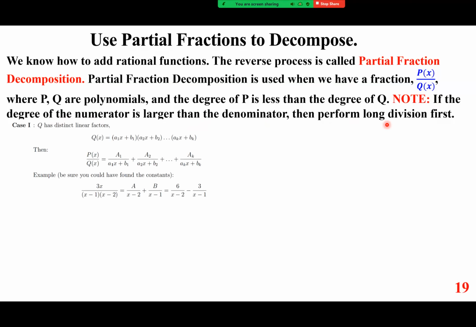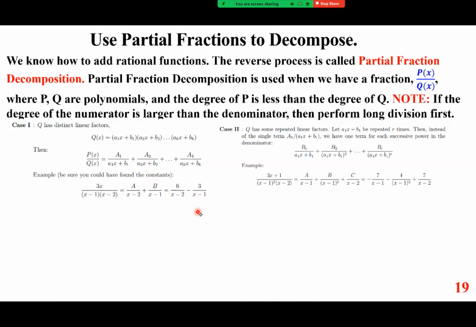So what happens? The denominator q has distinct linear factors. So we write them in this format. P over q is a sub 1 over a sub 1x plus b1 plus a sub 2 over a sub 2x plus b2 all the way to the end. Here's an example. 3x over x minus 1 times x minus 2. We have factored the denominator: a over x minus 2, b over x minus 1, and then we have to go through the process. We find the answer.